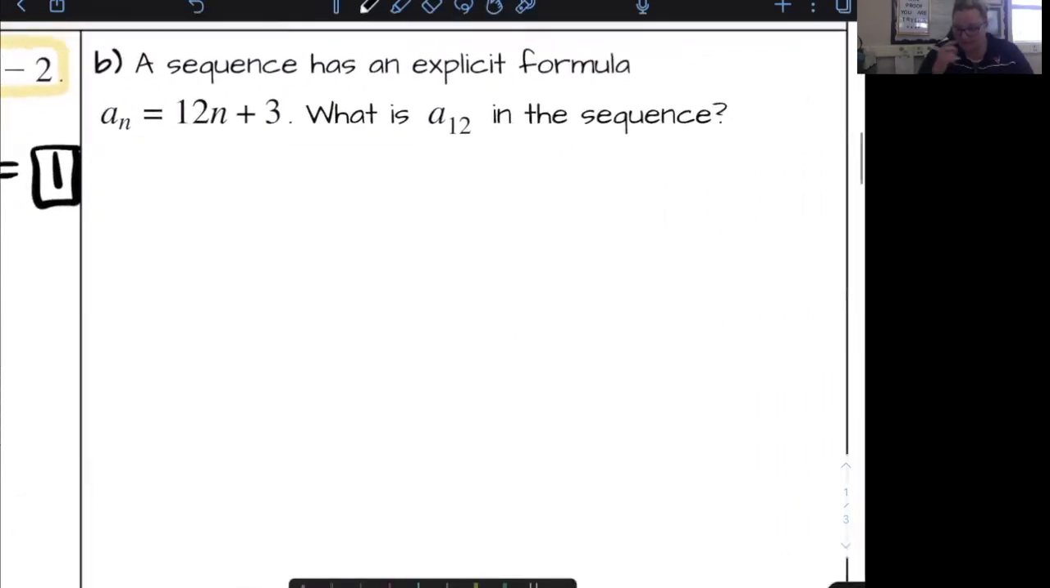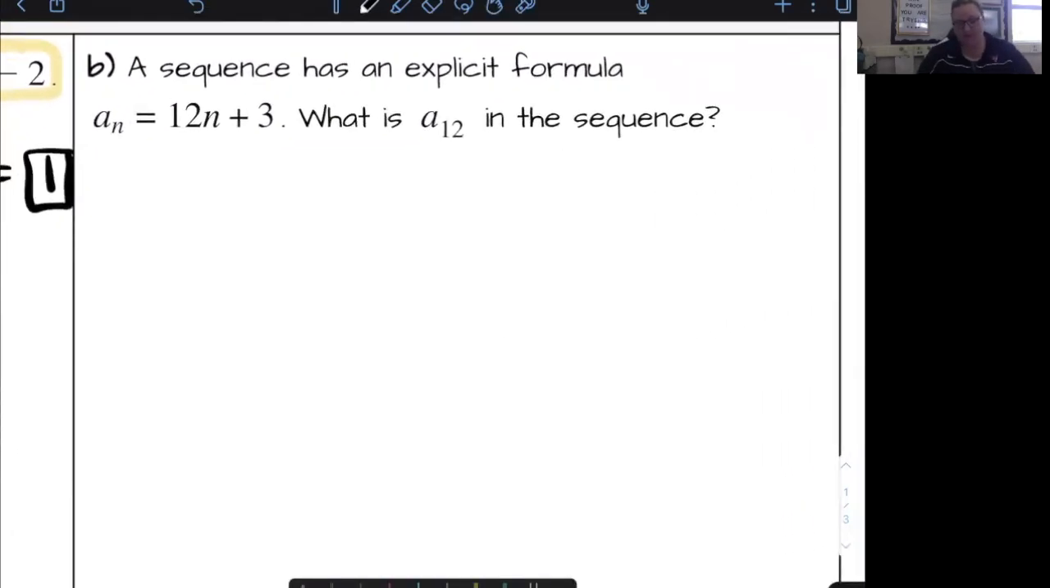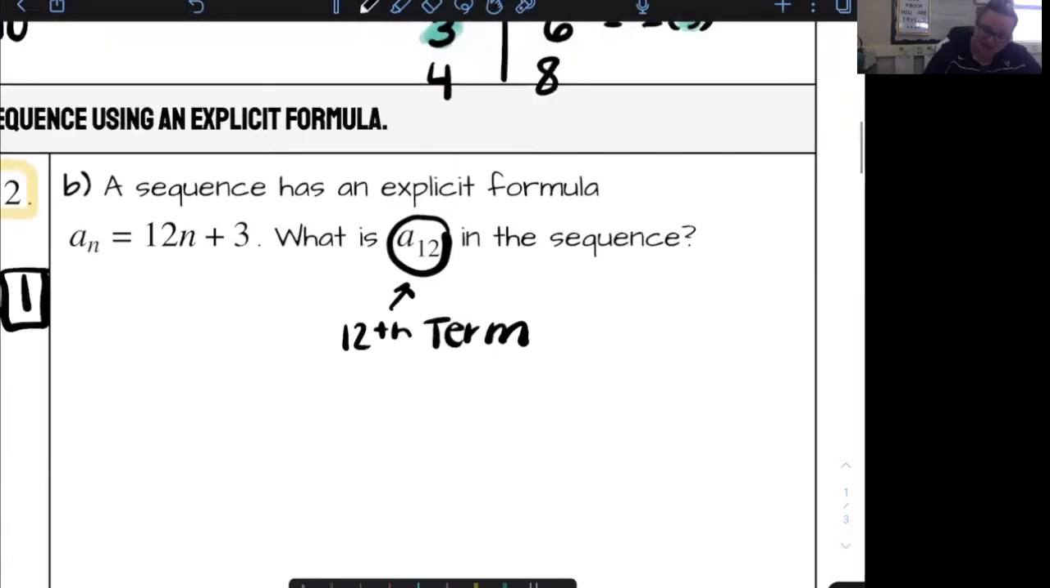All right. A sequence has an explicit formula. A sub n is equal to 12 times n plus 3. What is the 12th term in the sequence? So this is the 12th term. A sub 12 means the 12th term. Just to be clear, when I say a sub 12, I'm literally saying a and then the word sub 12. And what that means is subscript.